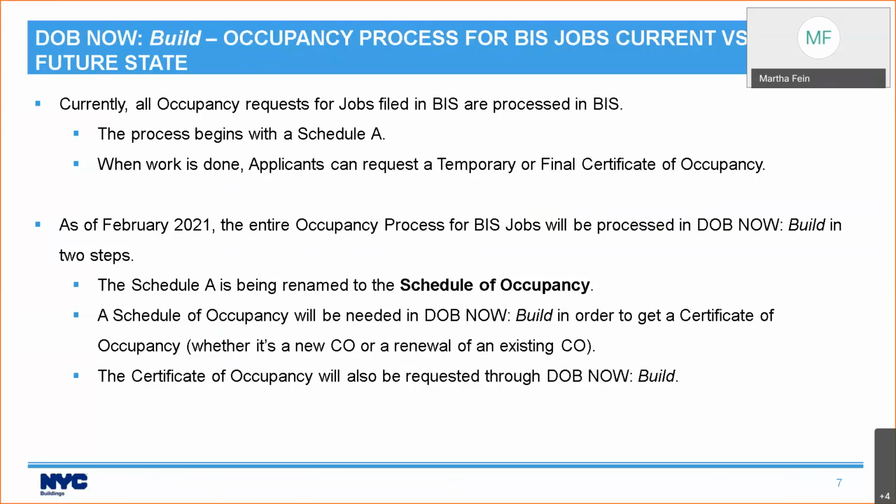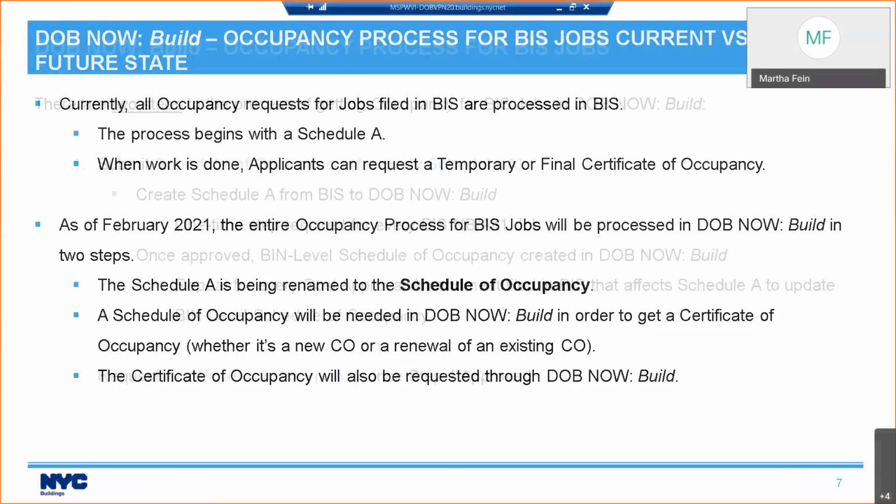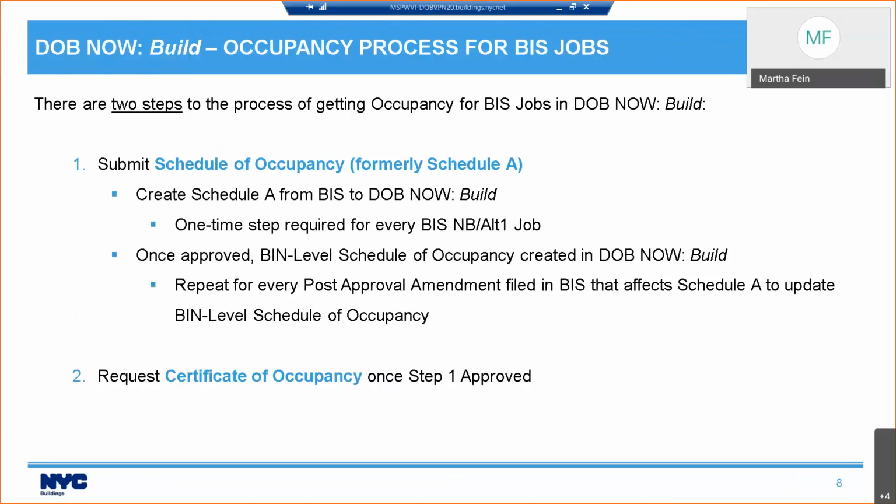Even if you currently have a temporary certificate of occupancy, if you need to renew it after this rollout, you're going to need to first create the Schedule of Occupancy, and then you'll be able to request renewal of your certificate of occupancy. And the certificate of occupancy request will also be through DOB NOW: Build. So like I said, there's two steps.